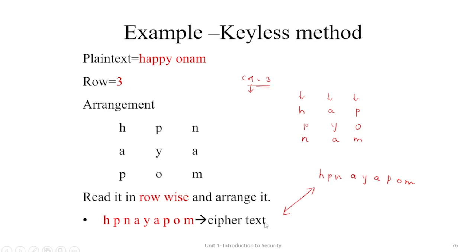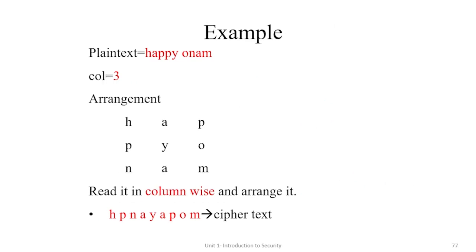Now you check the row value and column value. The answers are the same. So you can use either row order or column order. In either order, the answer should be the same. So this is the keyless technique.